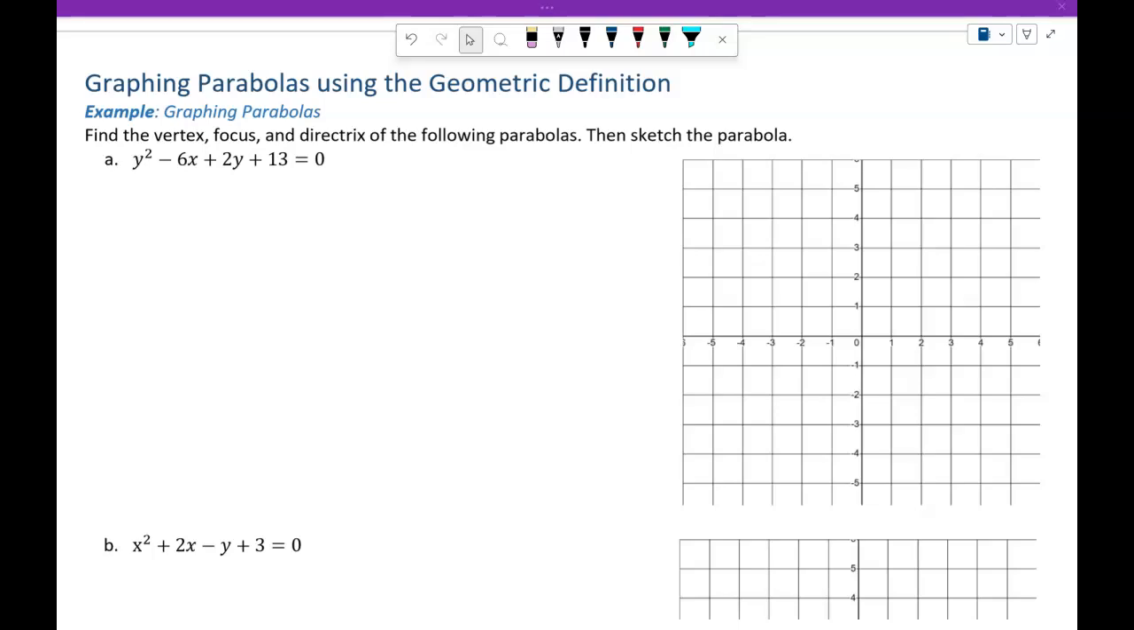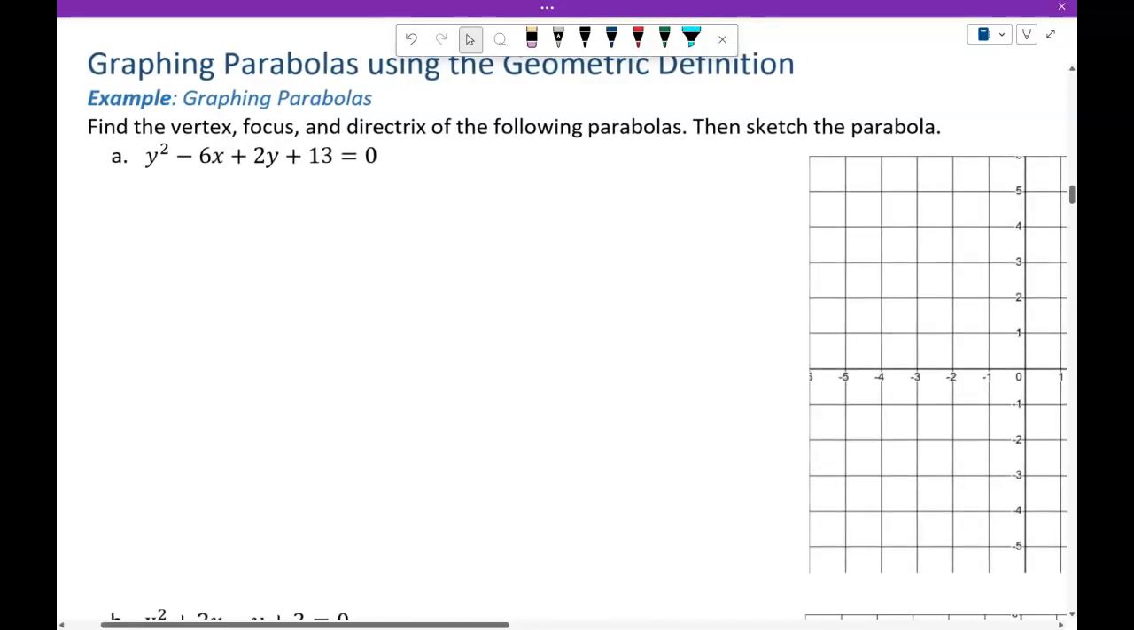Now what we're going to do is go ahead and use our geometric definition in order to graph a couple parabolas. Since we're starting out in general form, we want to get it in vertex form first, so that we can get the location of the vertex, the focus, and the directrix, and also identify our focal width. So we're going to have to complete the square.